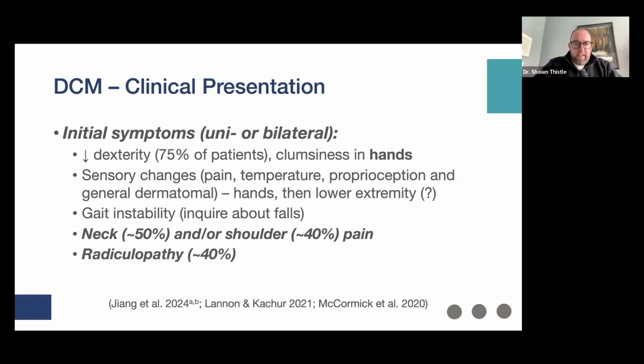What we see generally is that this dexterity issue in the hands, the sensory issue in the hands happens first. That's not across the board, but that's the most common presentation that's been documented. And then if it's going to progress, then it will come down to the lower extremity. And then you start looking for things like gait instability and falls.